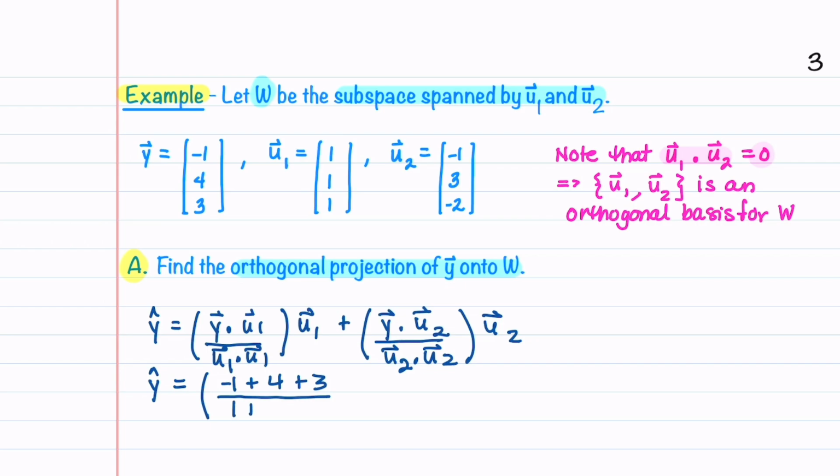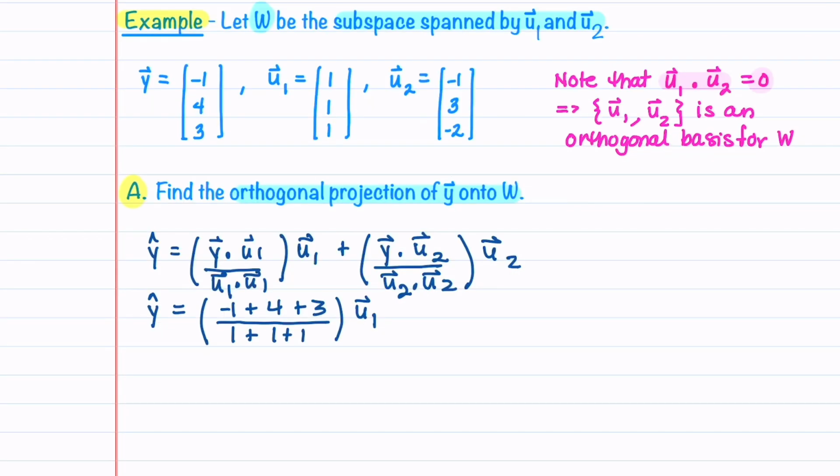So that's going to be 1 plus 1 plus 1, and this gets multiplied by u1. Let's now compute our y dotted with u2. Y dotted with u2 is going to be 1 plus 12 minus 6, all divided by 1 plus 9 plus 4. That's just u2 dotted with itself, times u2.